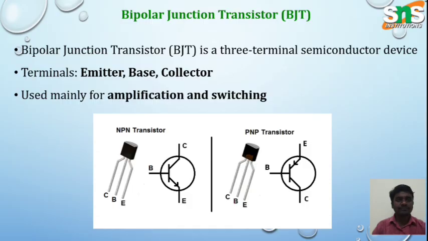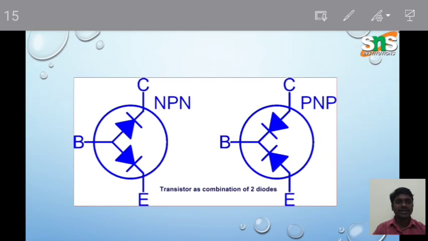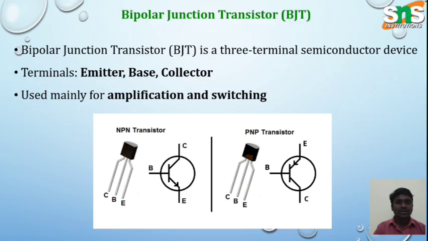So the symbol of the NPN transistor, and the next one is the symbol of the PNP transistor. The arrow mark in the emitter terminal indicates the current flow direction. For an NPN transistor, the current comes out from the emitter. In a PNP transistor, the current flows through the emitter, reaches the base, and then comes out from the collector terminal. This is the difference between NPN and PNP transistors.